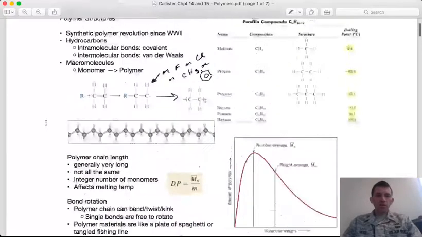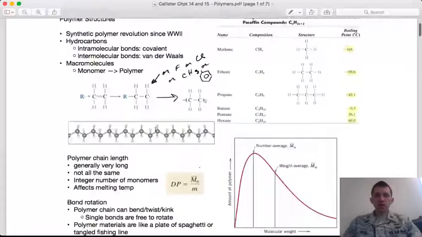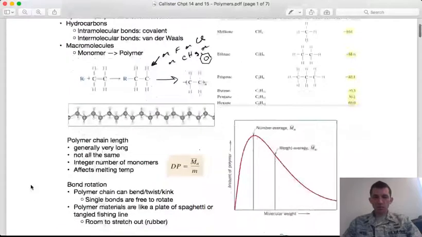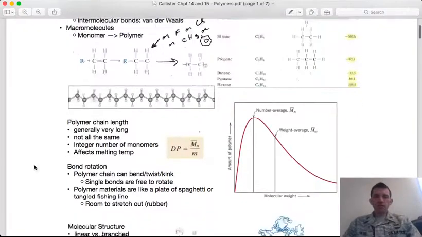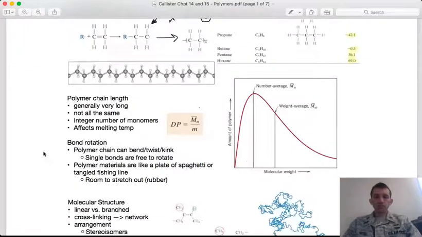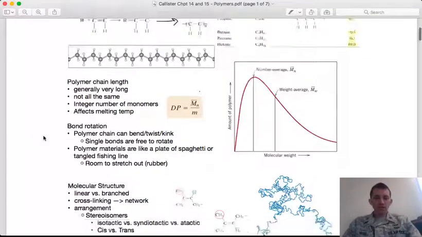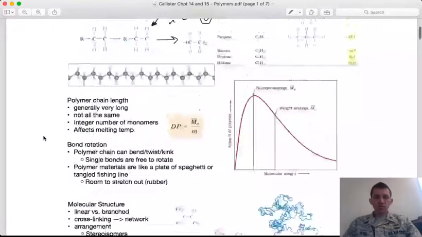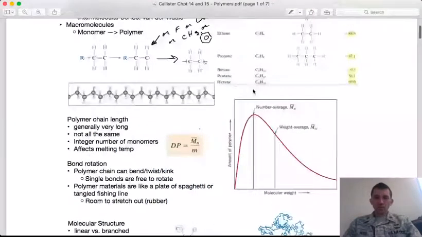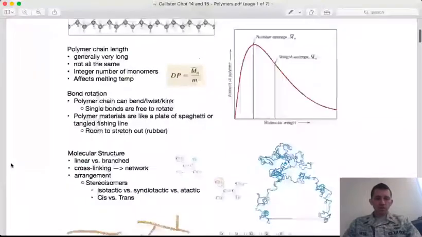And like we saw here with the simple hydrocarbons, the polymer chain length affects its thermal properties, specifically its melting temperature. So like we saw here, as we had a longer chain in our hydrocarbon, we had a higher boiling point. For polymers, longer chain length increases the melting temperature also, less dramatically than what we have here, but nevertheless.